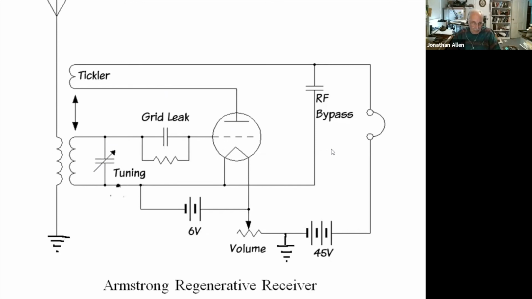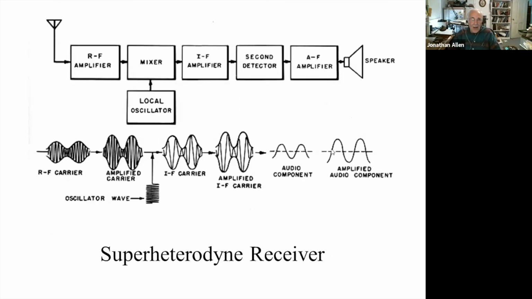Armstrong had other inventions. In 1918, while working in the Army Signal Corps during World War I, Armstrong invented the superheterodyne receiver. And here's your superhet. The signal comes in through the antenna and goes through a relatively low gain RF amplifier, just to give it a little bit of a boost.